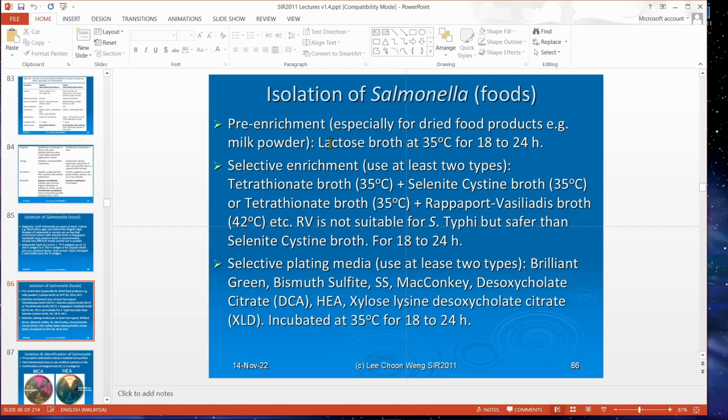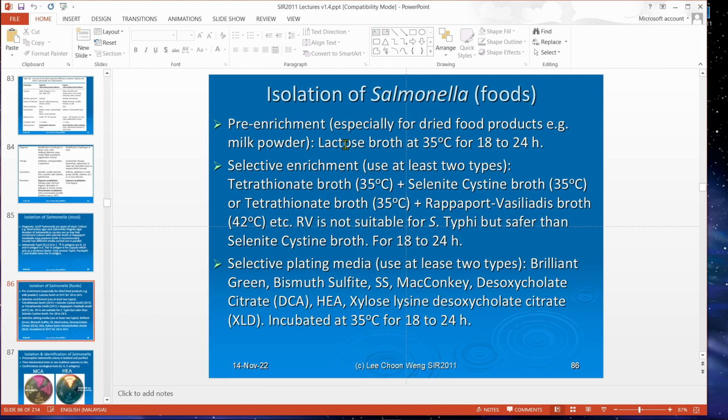So pre-enrichment is for dried foods. Why do you need pre-enrichment for dried foods? Because when you process dried milk, you have to prepare milk powder. It's a very stressful environment for the bacteria. There's no water, okay, so it's very dry. The bacteria is already at near sublethal injury, which means if you further injure it, it will die. But that is not what you want.